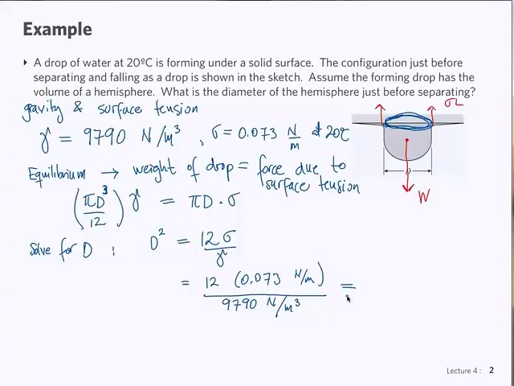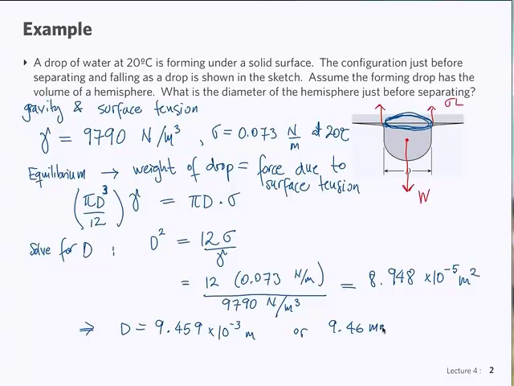We can put now these numbers in a calculator. Of course, you're allowed to use a calculator during your exams as well. What you're not allowed to use is your phone. But of course, that's obvious. 10 to the minus 5 meters squared. And you can now take your square root and get diameter equals, I've already done this, of course, to make it easier, 9.46 millimeters.